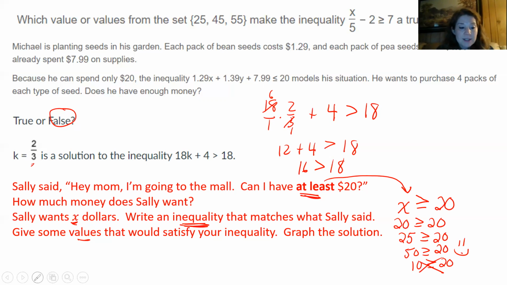All right, so now it tells us that we're going to graph those solutions. So we're going to start with 20 here.